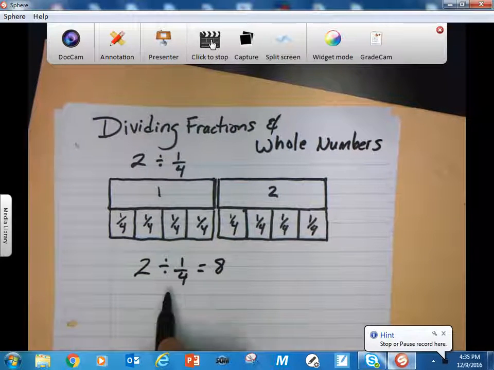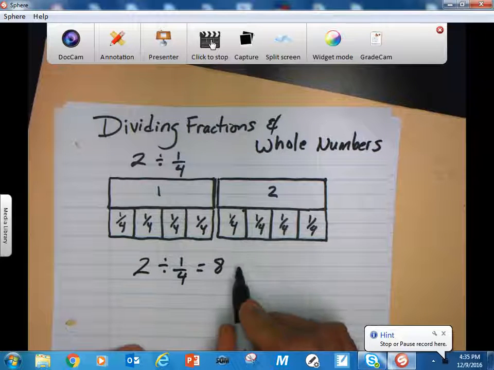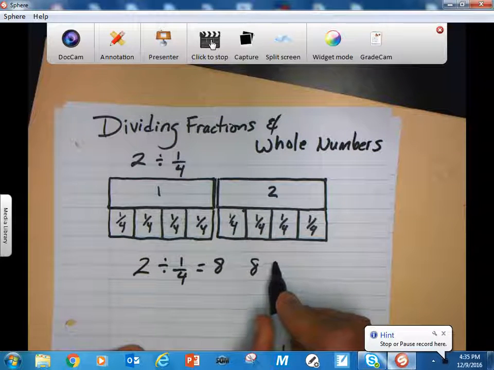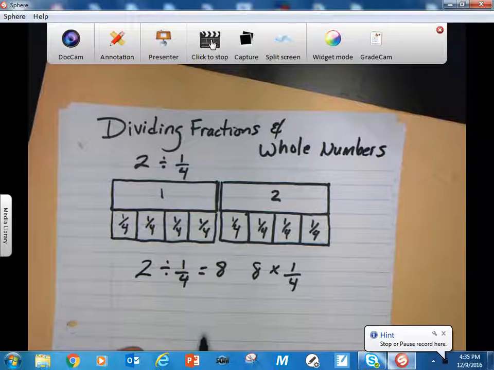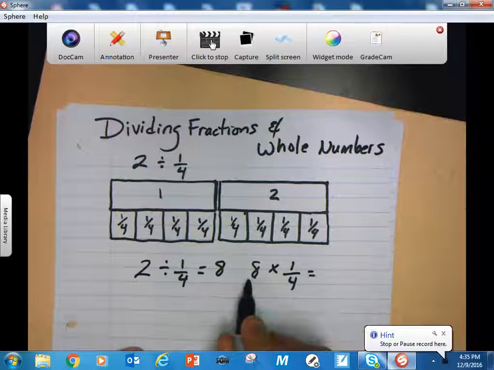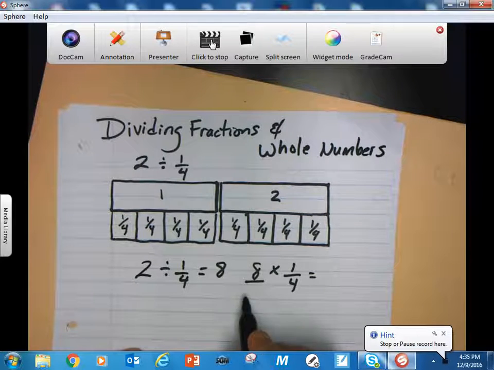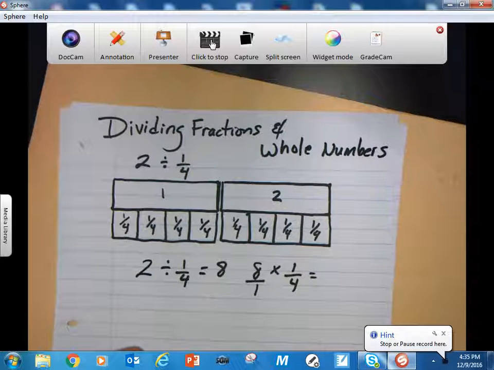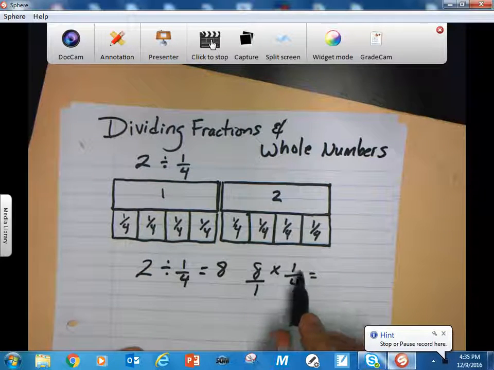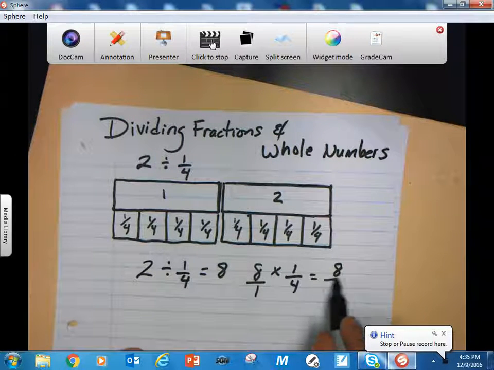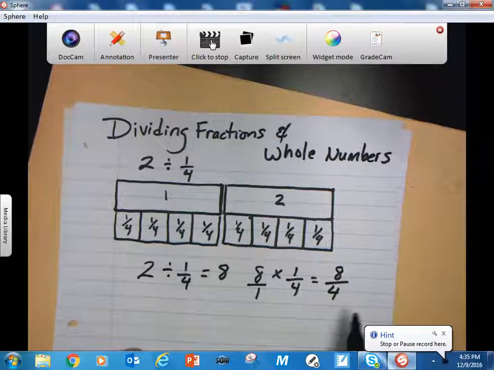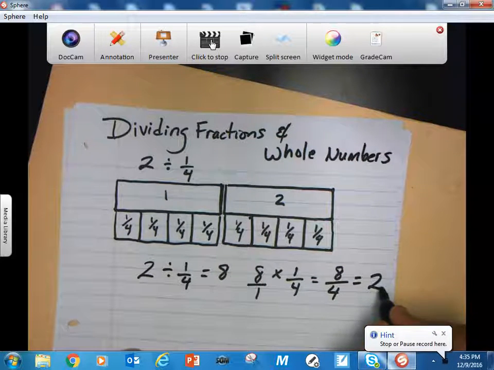And if I plug that back in, I know that 8 times 1/4 equals, I'll go ahead and make my 8 a fraction, 8/1. 8 times 1 equals 8. 1 times 4 equals 4. 8 divided by 4 equals 2.